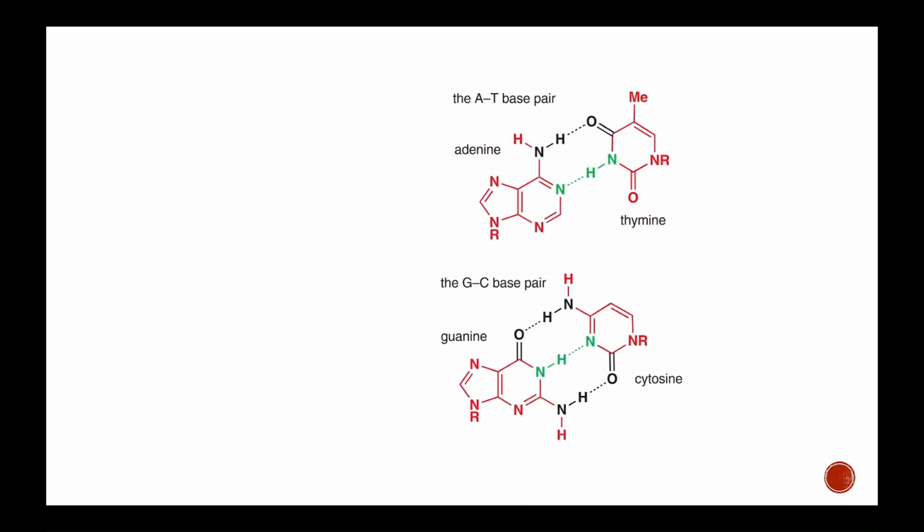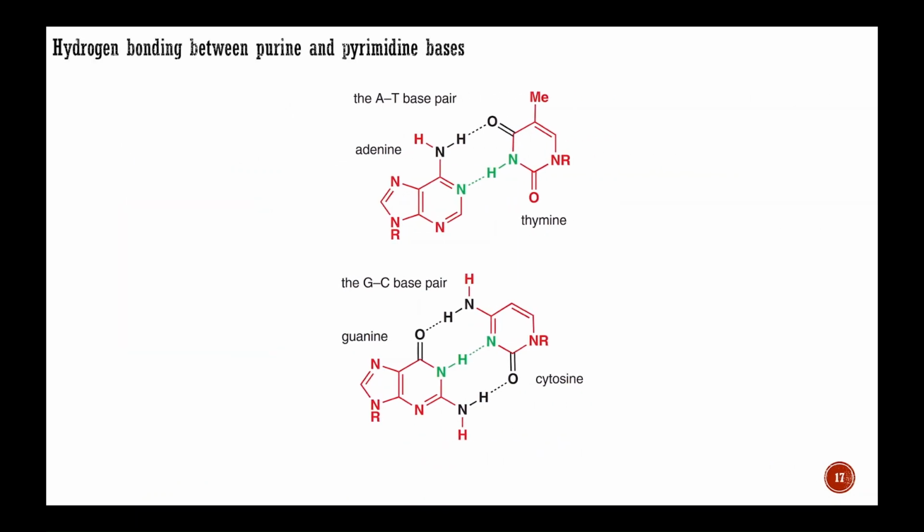Another important feature of hydrogen bonding is that adenine-thymine pairs are held together by two hydrogen bonds, while guanine-cytosine pairs are stabilized by three hydrogen bonds. These hydrogen bonds come in two types. One links an amine group to a carbonyl group, and the other connects an amine group to the imine-like nitrogen in the heterocycle. In this way, each nucleotide reliably recognizes and pairs with its specific partner.